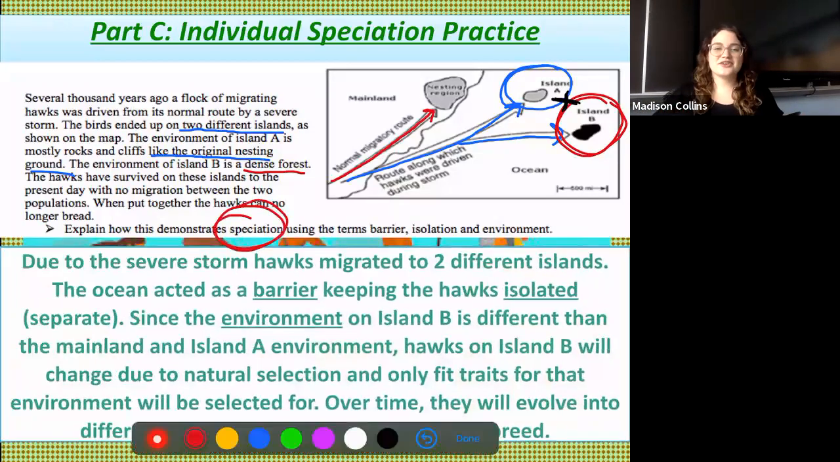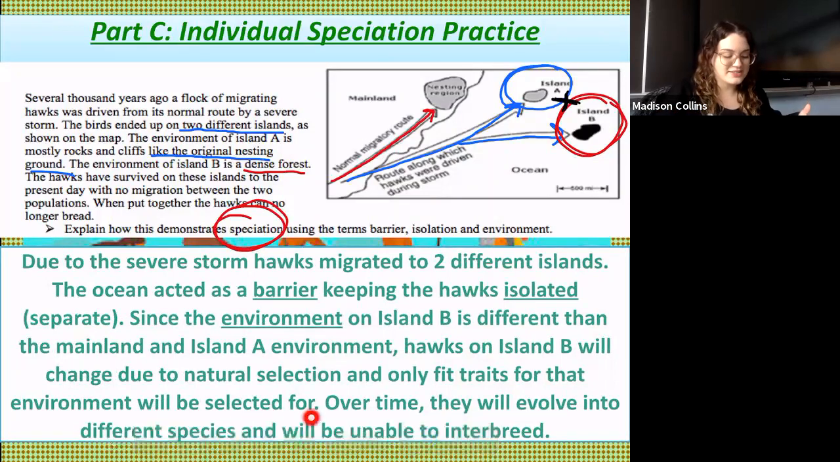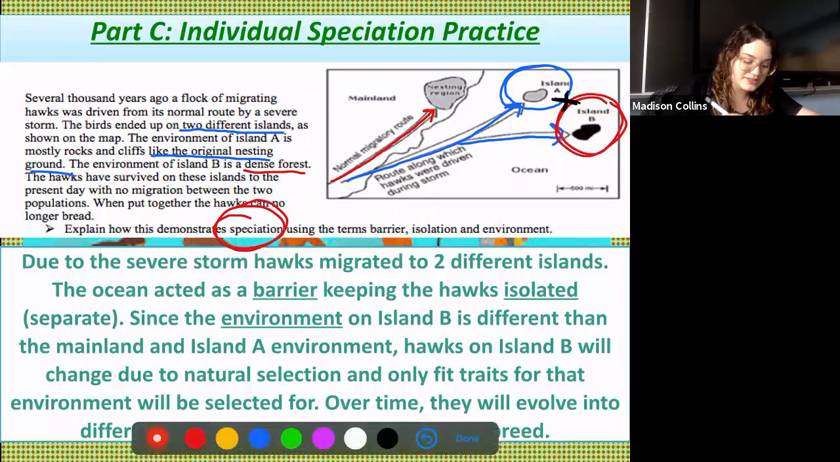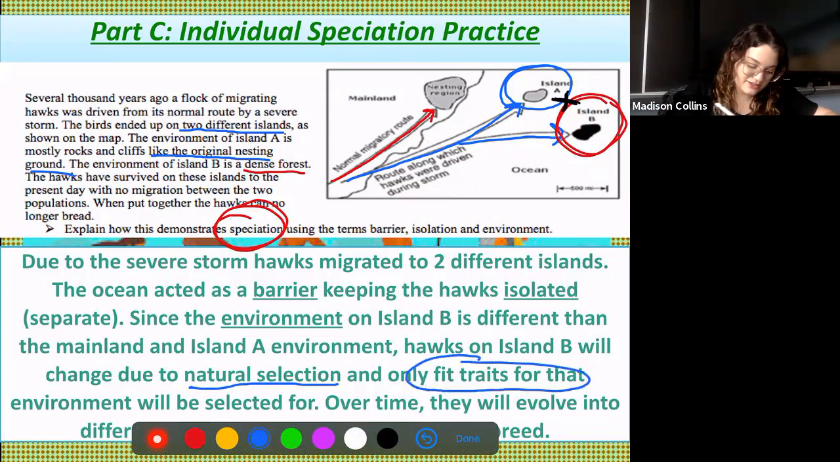Well, you could have said anything along these lines. So due to the severe storm, hawks migrated to 2 different islands, right? Some of them went to island A, some of them went to island B. And the ocean acted as that geographic barrier, keeping those hawks isolated or separate from one another. Since the environment on island B is so different from the mainland and island A, eventually hawks on island B will change due to natural selection. And only fit traits for that environment, right?